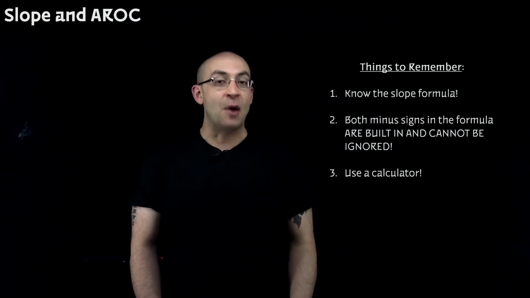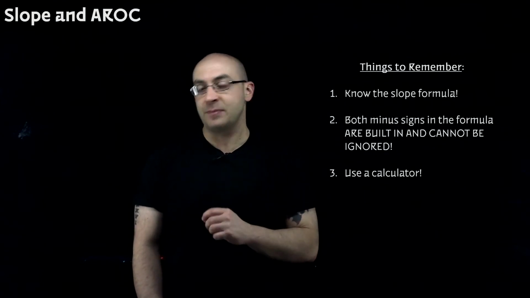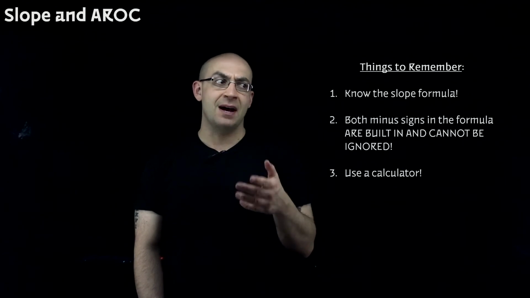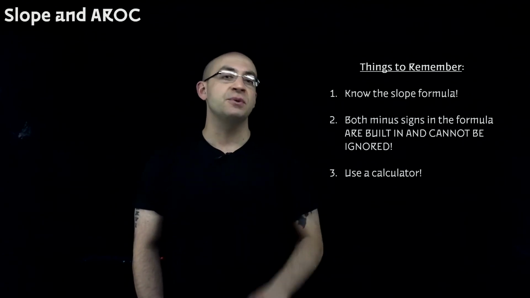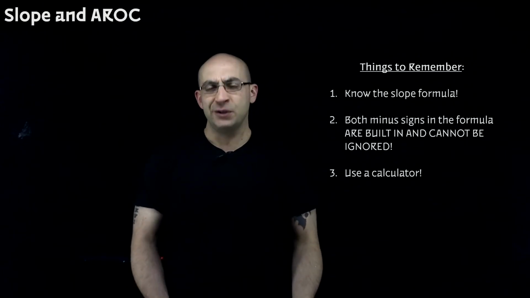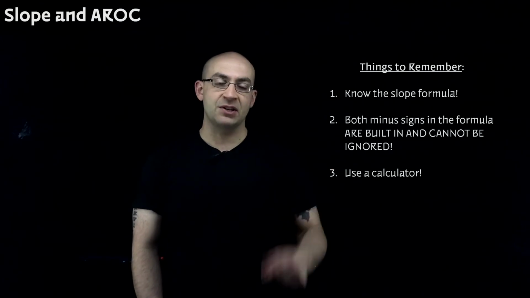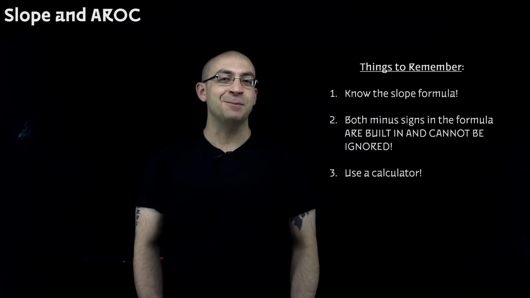Number 2, both of the minus signs in the slope formula are built in and cannot be ignored. You will always write them no matter what the negatives or positives of those numbers show. Those 2 minus signs have got to be written, and it is okay to double sign when we do slope and AROC problems. And then number 3, use the calculator if you're not familiar or you're not really great with arithmetic in your head. There's no harm or foul using a calculator. It's there to help, so please use it.